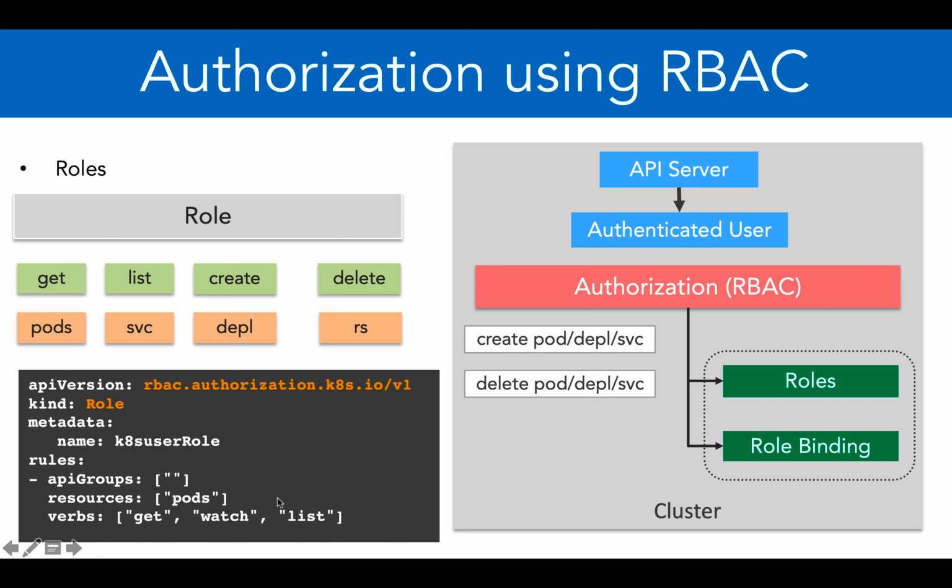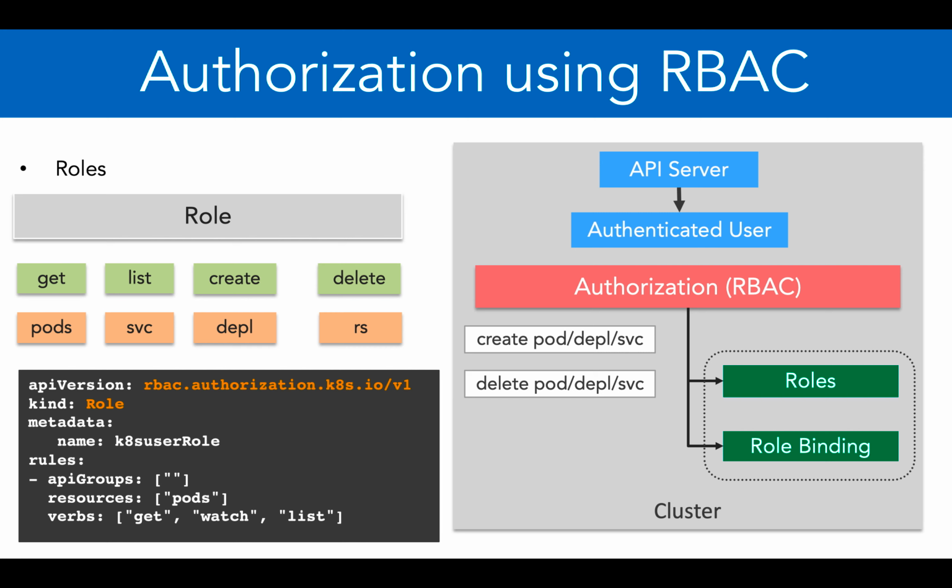This is the simplest form of role, and you can have multiple rules. As you can see, the rules is an array. So you can add one more rule with another resource. So let's say we add one more rule with resource services, and then you say verb only get, so you cannot create or delete, and so on and so forth. So you can have multiple rules in the same role.